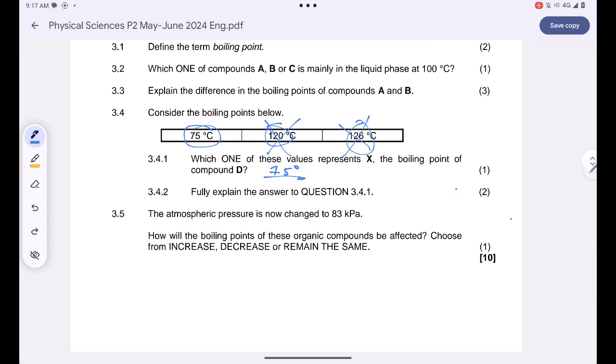And then what are they saying? The atmospheric pressure is now changed to 83 kilopascals. How will the boiling point of these organic compounds be affected? Choose increase, decrease, or remain the same. The boiling point will simply decrease. By decreasing the atmospheric pressure, we will decrease the boiling point.